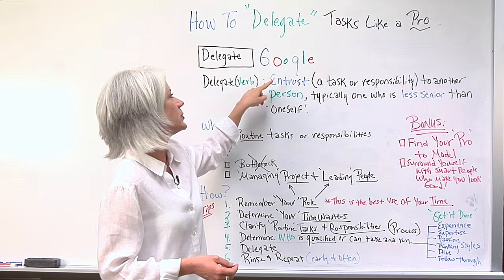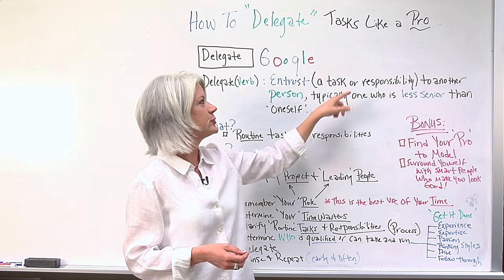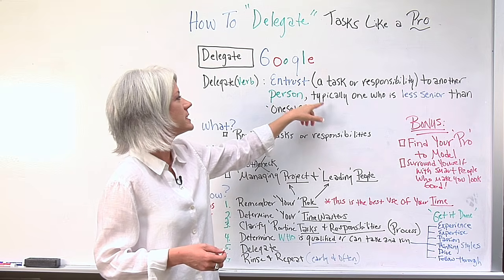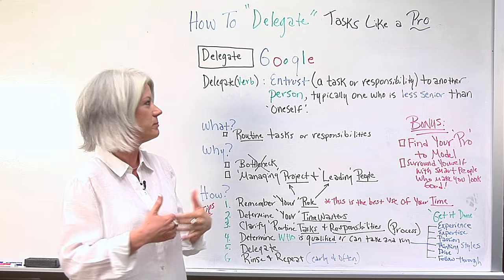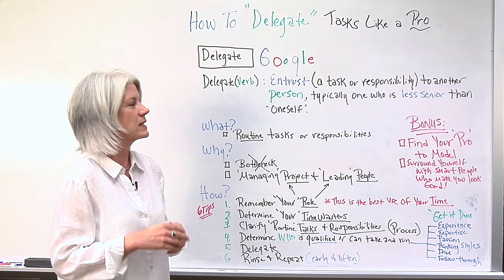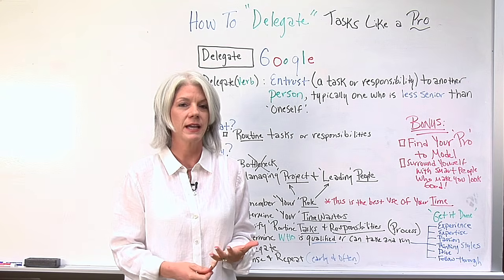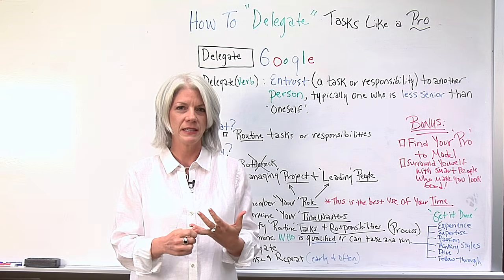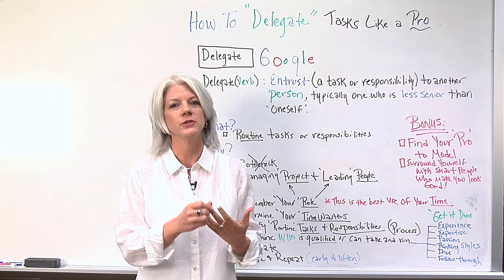So it's to entrust a task or responsibility to another person, typically one who is less senior than oneself, and that would be me or you as a project manager. So I really like this because a lot of times a lot of things go wrong with, number one, either not delegating or delegating things incorrectly or the wrong things, and delegating the wrong things to the wrong people.